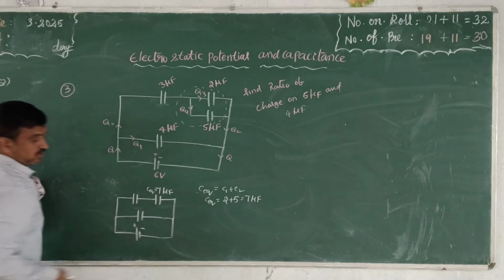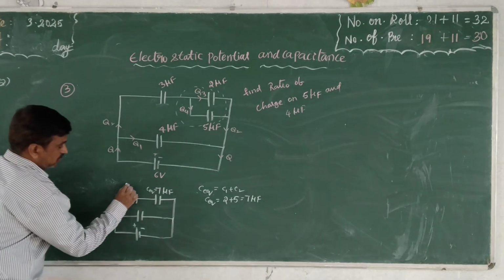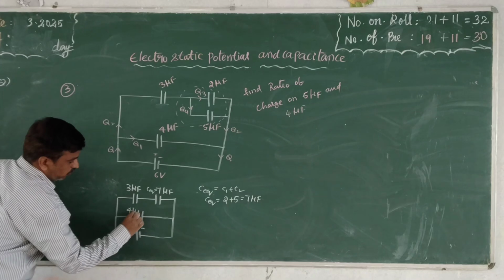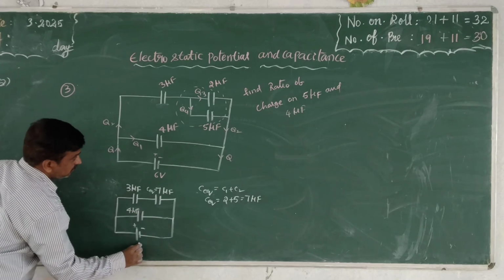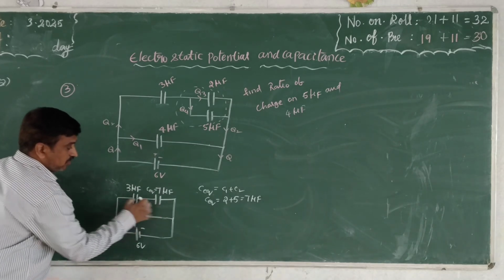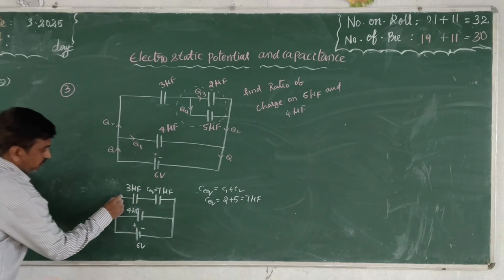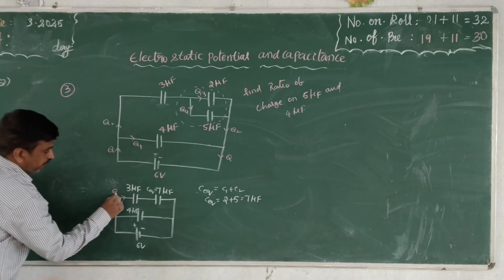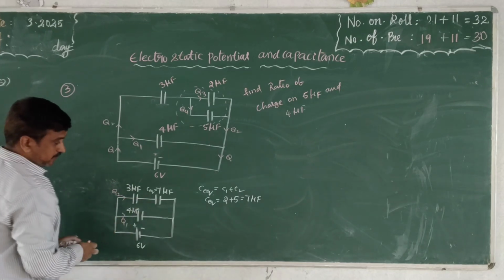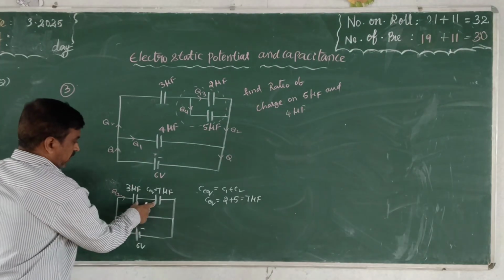C equivalence, this is a parallel combination. It is 3 microfarads. It is 4 microfarads. It is 6 volt. Potential is 6 volt. Now see here, these two are in series. Why? Because see here Q2, here Q1. These two are in series. In this case we can write here C equivalence.